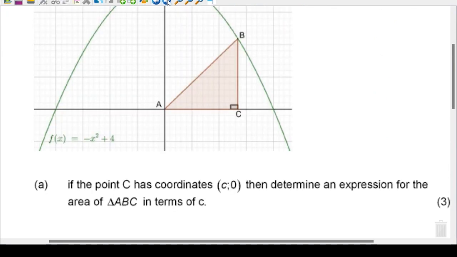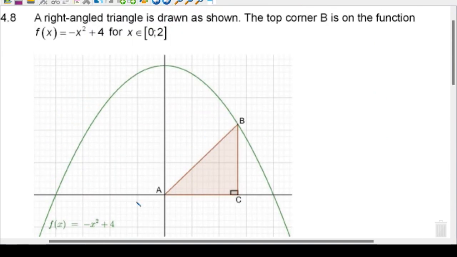We are heading towards the end. I think we've got just 1 more question to do. Here we've got a right-angled triangle. A is at the origin, and B is on this concave down parabola. A triangle is formed, and we want to make sure that that triangle is as big as possible. The question says that if that point is C, what's the y-coordinate of that point? We've already come across this in this paper. It's just negative c squared plus 4 because it lies on the parabola.